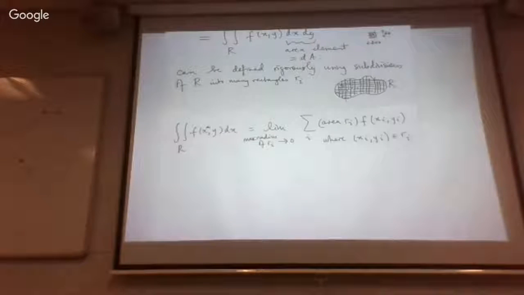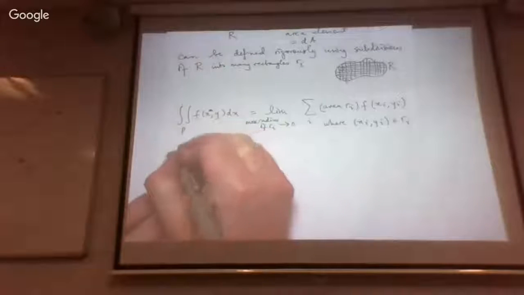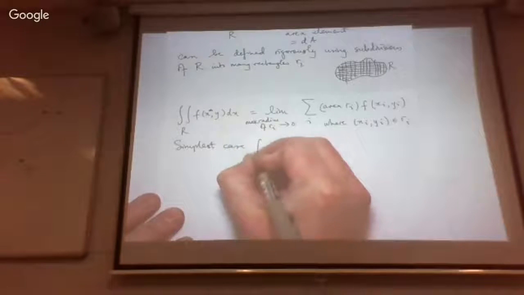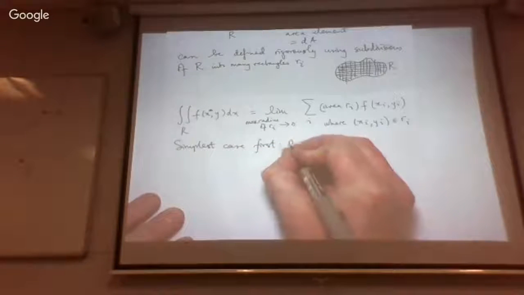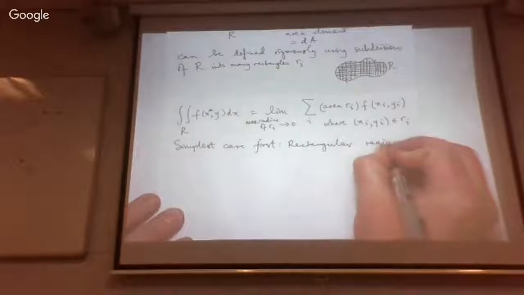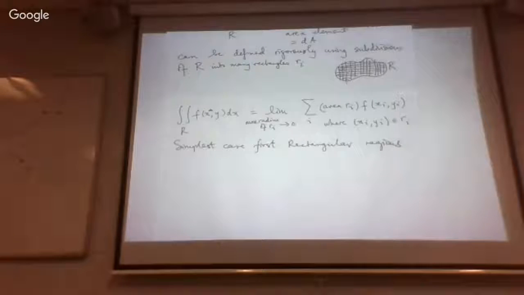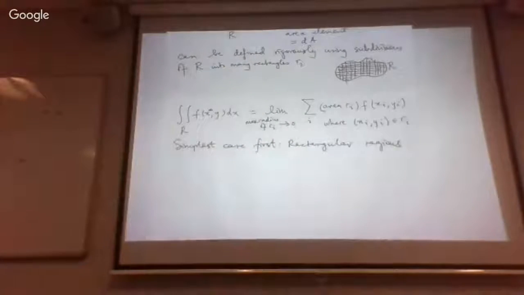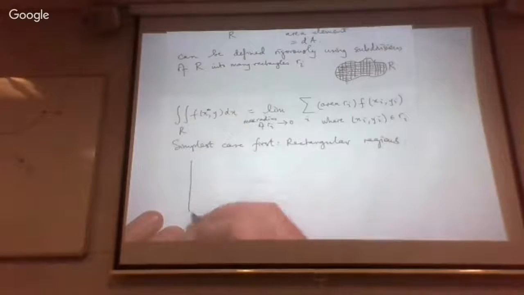But we need to start to look at how we actually evaluate these things. So the simplest case first is where the region R is itself a rectangle. So not some wavy wobbly R like this, but just a simple rectangle in the base plane. That's the idea pictured in figure 1.5.